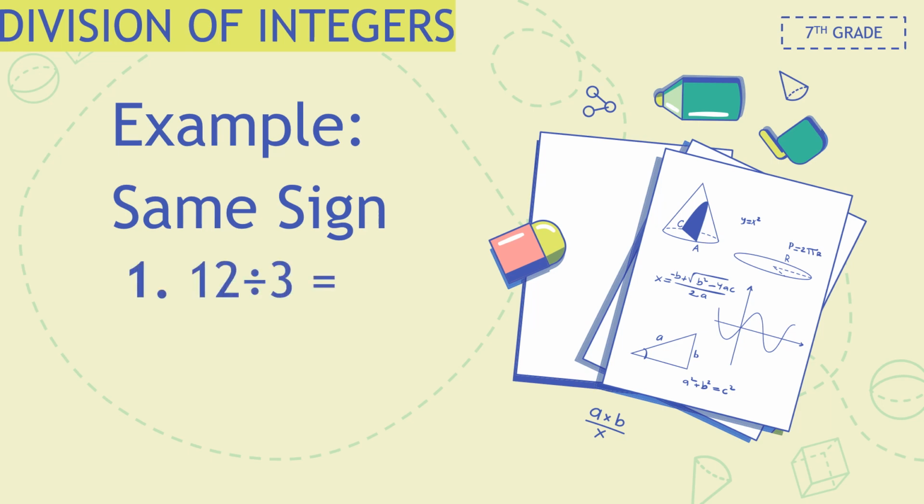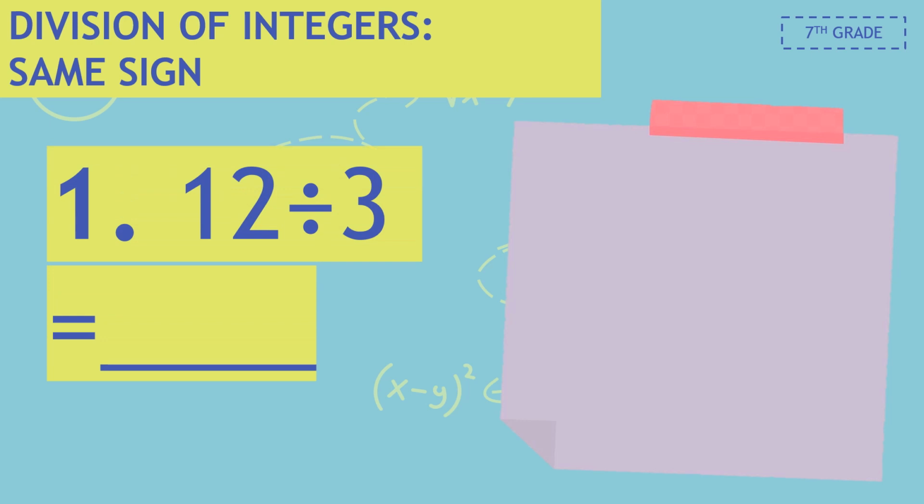So the first example would be 12 divided by 3, and the second example is negative 35 divided by negative 7. So let's have this one. Like 12 divided by 3. We're going to use the long division for this one.